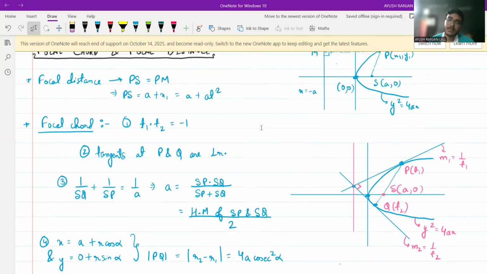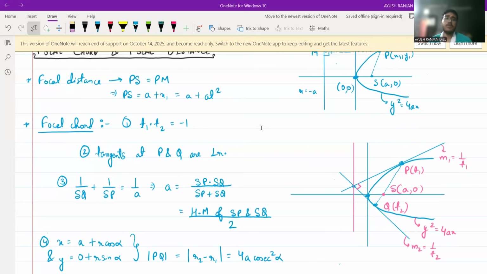Focal chord. A focal chord is a chord made from points on the parabola that also passes through the focus. I think all of you can remember this. We have seen this in parabola, hyperbola, ellipse, and all.